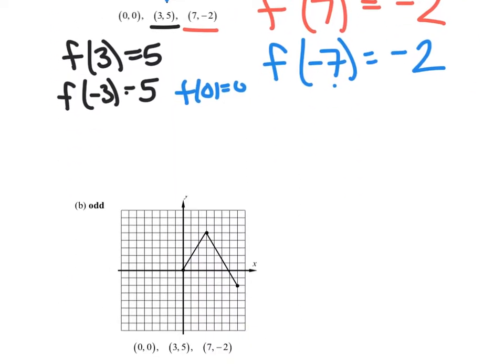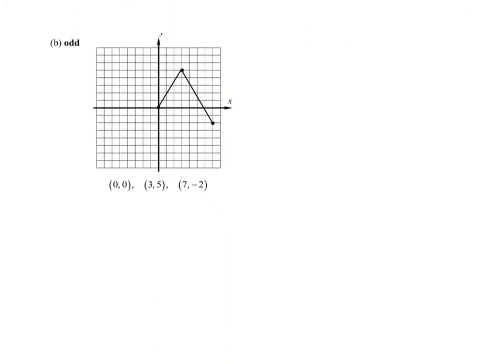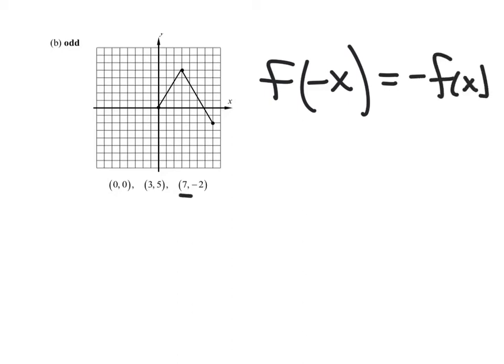Okay, so let's take a look at a second graph. This time they're telling me it's odd, and we're still going to do the same rule. We're going to use the odd rule. f of negative x, now this time it's equal to negative f of x. So let's again take the point 7, negative 2. They're really saying f of 7 equals negative 2.